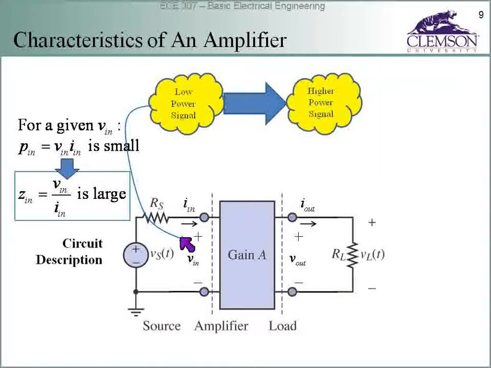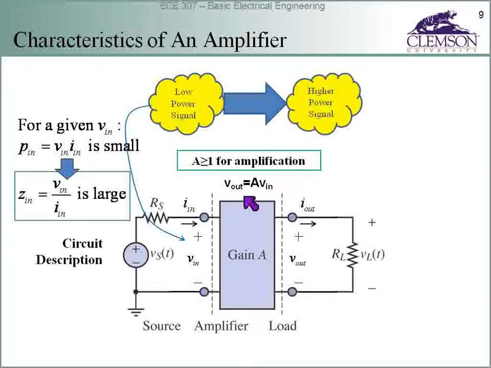So in this system, for a given Vn, the voltage level, the power, Vn times In, is going to be small. That means the amplifier has to have a large impedance. The Zn equal to Vn over In has to be large. That's a characteristic that we'll be looking for in an amplifier. The amplifier can't consume a lot of the power that this device supplies, because this device can't supply a lot of power. So the voltage and current relationship at the input to the amplifier has to be such that there's a high impedance here. This input circuit sees a high impedance in my amplifier.